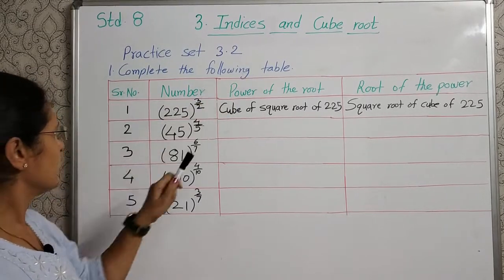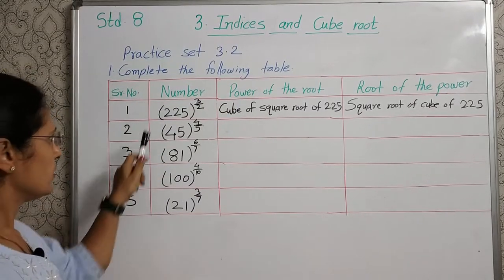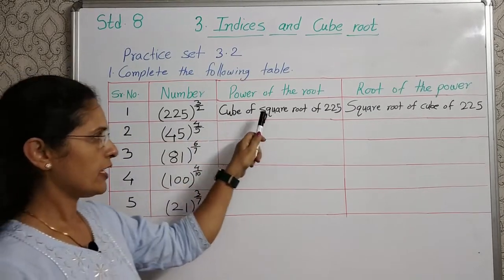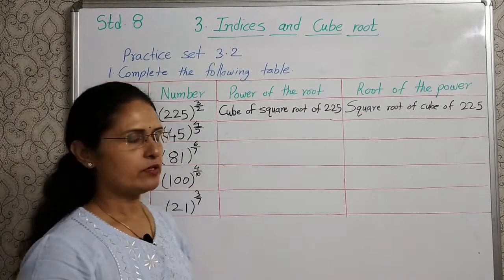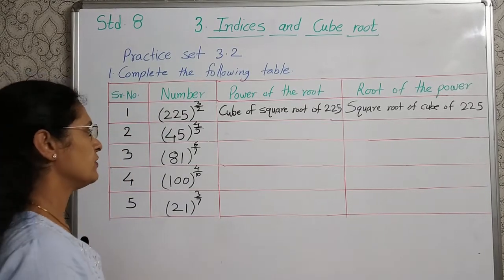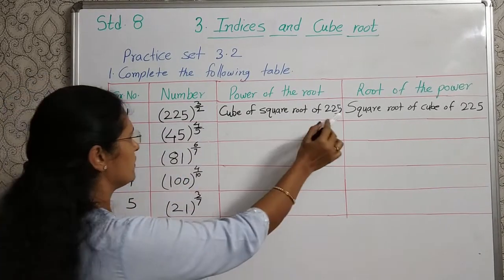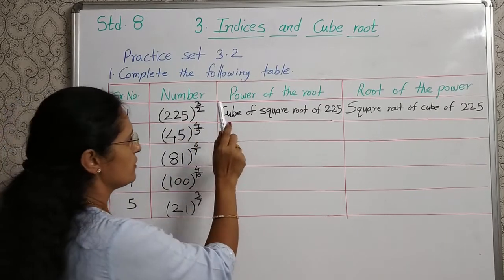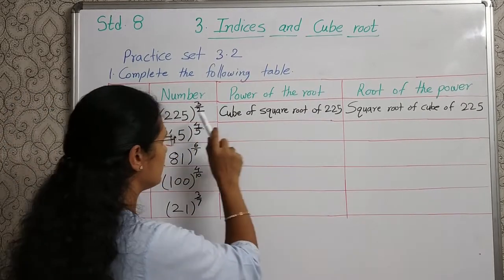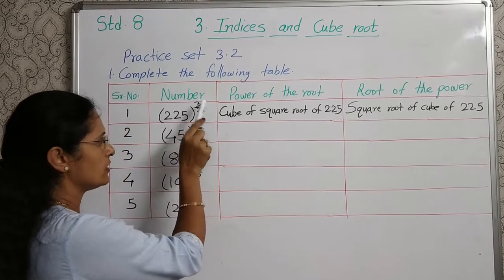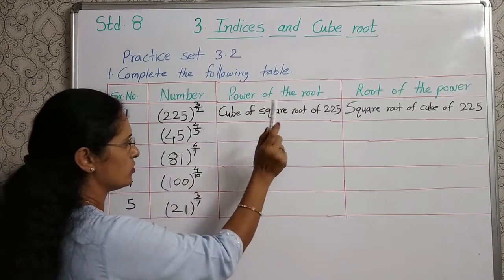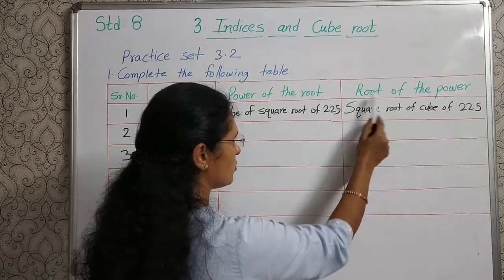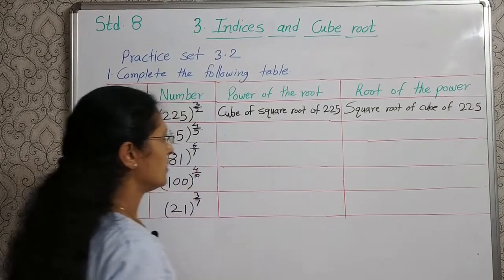Practice set 3.2. Complete the following table. Total 5 numbers are given in the index form and we have to write their names in two different ways, the meaning in two different ways. So first one is given here. For this index number, it is given cube of square root of 225. So first the power is taken and then the root, and here square root of cube of 225. So first root number is taken and then the power number.